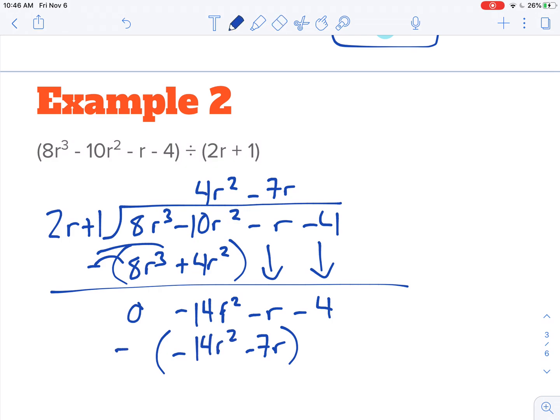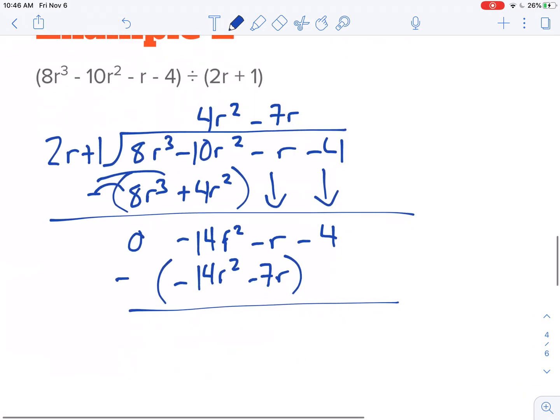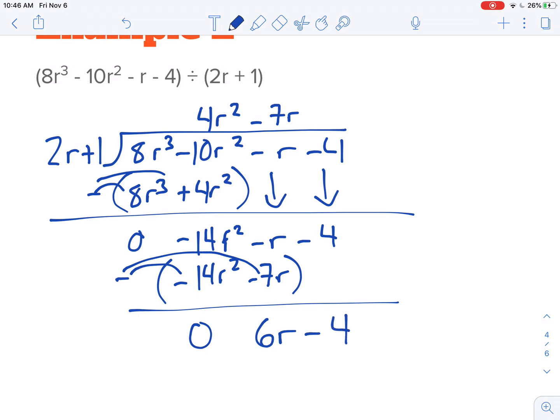And now I'm going to subtract this entire thing. I'm distributing this negative to both of these terms, so this actually ends up becoming addition. I've got negative 14r squared plus 14r squared, which is 0. I've got negative r plus 7r, which is going to end up being positive 6r, minus 4. Make sure you pay attention to that. That's one of the biggest issues you're going to run into in your polynomial long division, is you're not distributing your signs correctly.